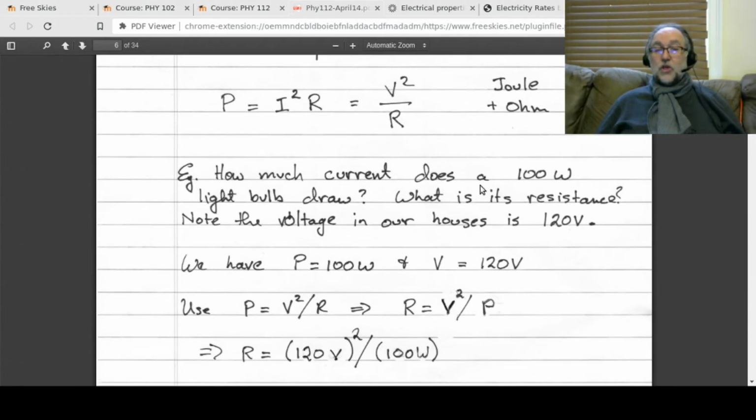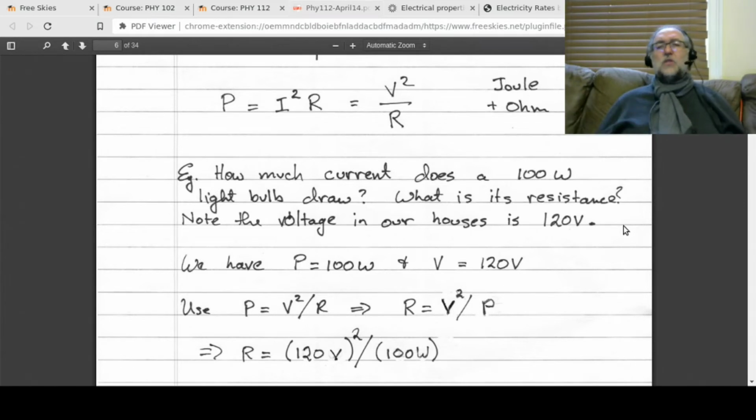How much current does a 100-watt light bulb draw, and what is its resistance? Note that the voltage in our houses is 120 volts. I'm going to give you a little caveat here. I don't want to get into the difference between DC voltage and AC in this course. Technically, what I did here is not exactly correct because it assumes DC voltage, which is direct current. It means a constant potential of 120 volts, whereas the electricity in our houses is actually alternating. I just wanted to mention that because I didn't want to mislead you.